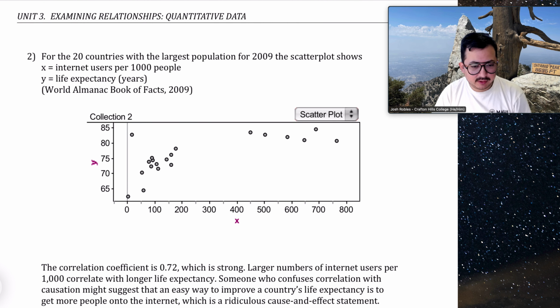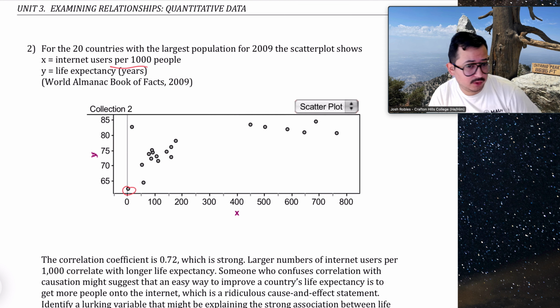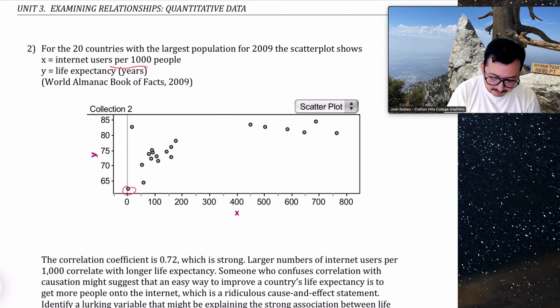Okay, one other really quick example. The x-axis here is internet users per 1,000 people for countries. These are 20 different countries. So it's essentially a measurement of how many people have access to the internet, and then life expectancy. You can see that this goes all the way down to almost 0. Some countries, this was in 2009, nobody has access to the internet. And then there are their life expectancies. This correlation is 0.72, which is quite strong.